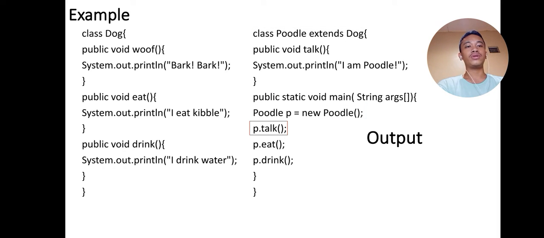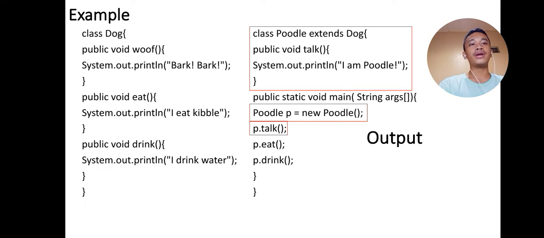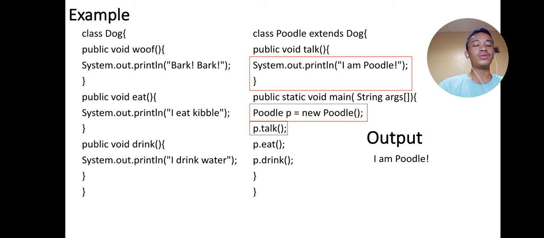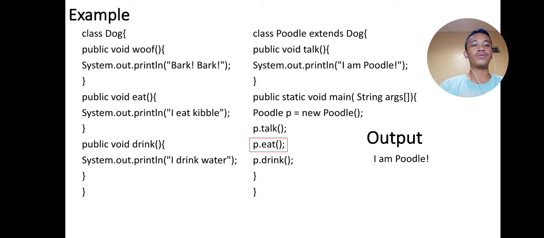And next it will read p.talk. So it will call our object creation, Poodle p equals new Poodle, and it will trigger our class Poodle. So it will read and access our public void talk method, and under it will perform print. So it will print "I am poodle." And next it will read p.eat.